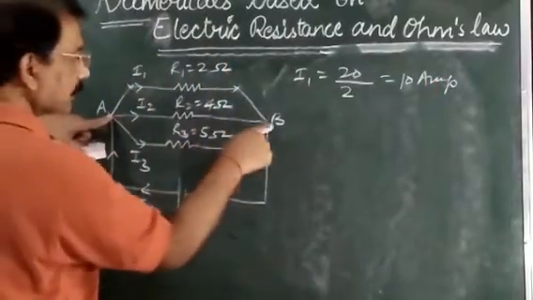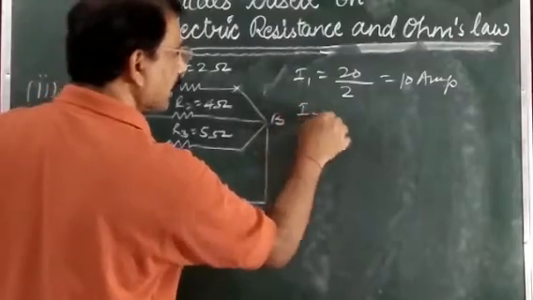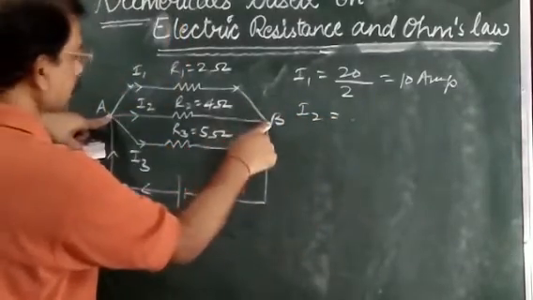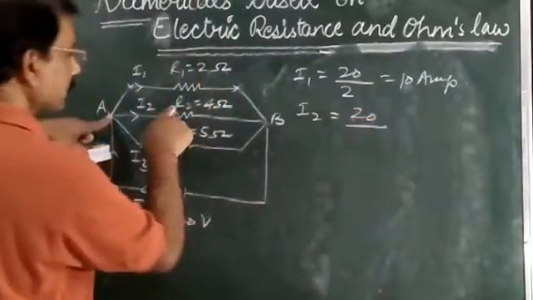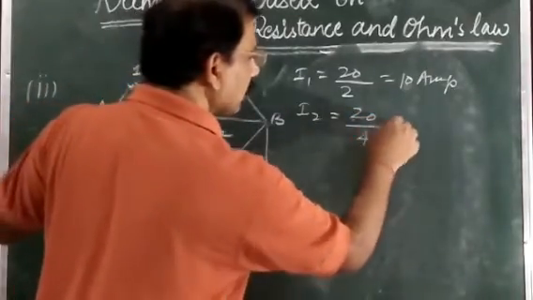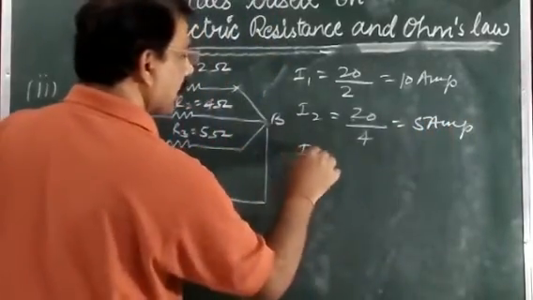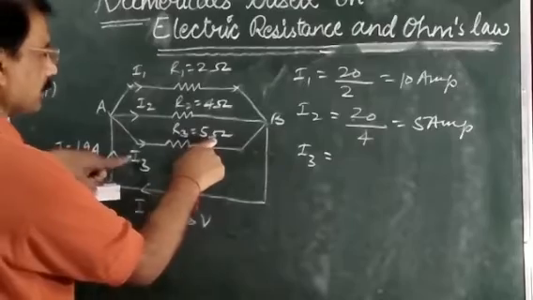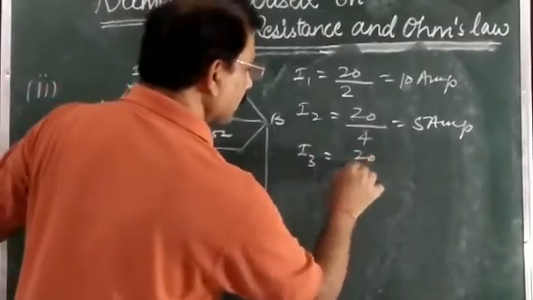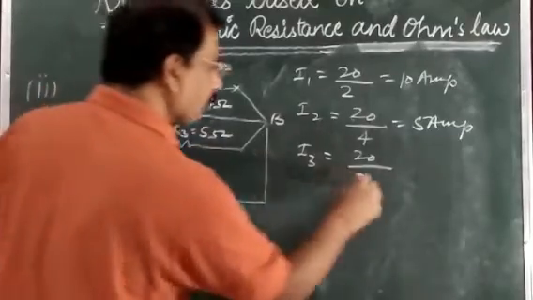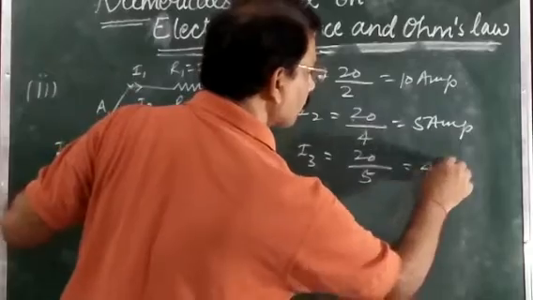Similarly, current in 4 ohm resistor, which is I2, is equal to, again potential difference across AB, which is 20 volt upon resistance 4, and this becomes 5 ampere. And similarly, I3 is equal to current in this 5 ohm resistance. I3 is equal to 20 upon this 5 ohm, I is equal to V by R, and this becomes 4 ampere.